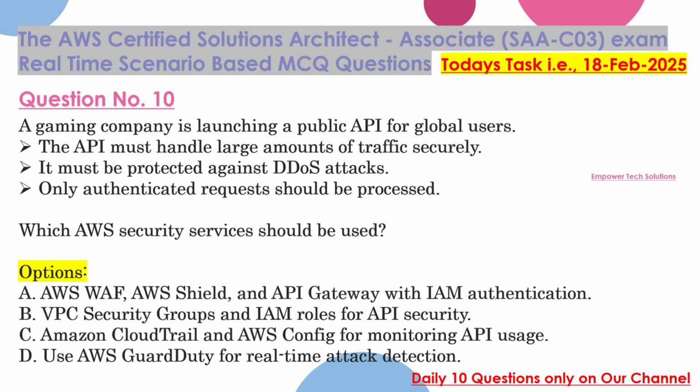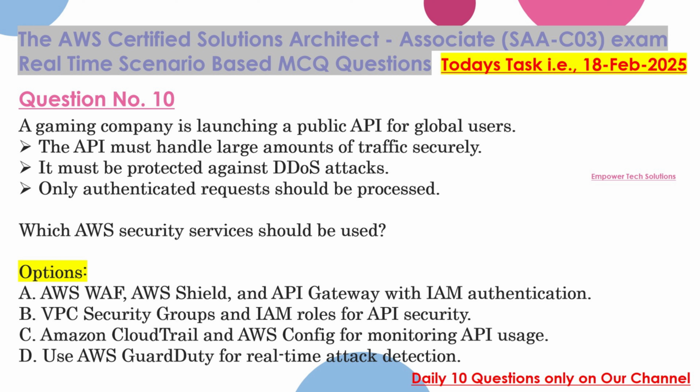Question 10. A gaming company is launching a public API for global users. The API must handle large amounts of traffic securely. It must be protected against DDoS attacks. Only authenticated requests should be processed. Which AWS security services should be used?